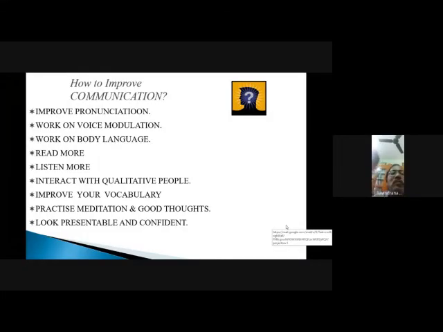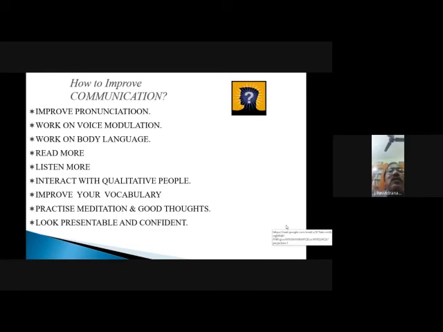Right now we have come to how to improve communication. These points we need to remember, right? Improving pronunciation, as I have told you, you could listen to many speeches or news channels, at least half an hour every day. So only through practice can you improve pronunciation and also change voice modulation and body language, that is non-verbal communication.